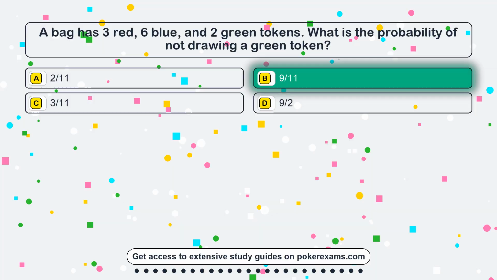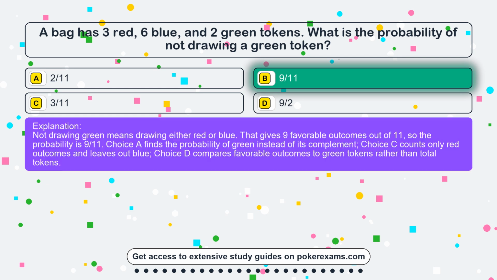The correct answer is option B, 9/11. Not drawing green means drawing either red or blue. That gives 9 favorable outcomes out of 11, so the probability is 9/11. Choice A finds the probability of green instead of its complement. Choice C counts only red outcomes and leaves out blue. Choice D compares favorable outcomes to green tokens rather than total tokens.